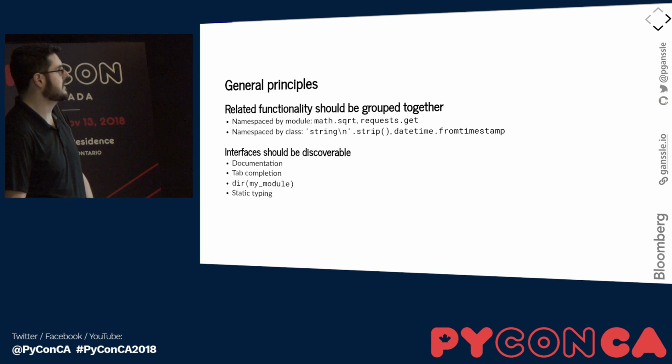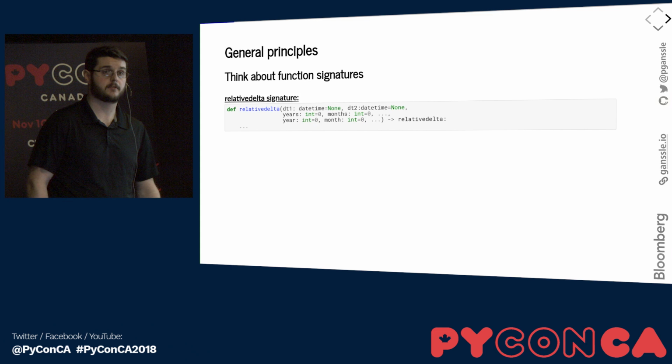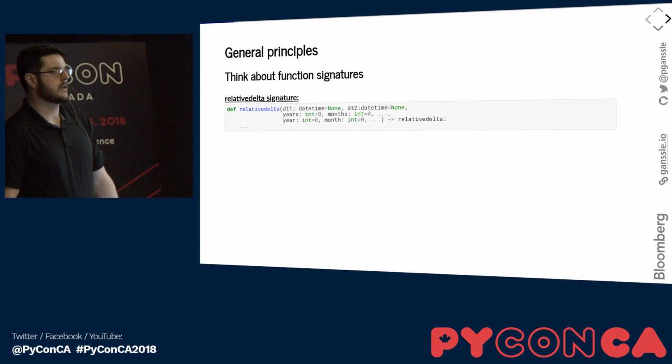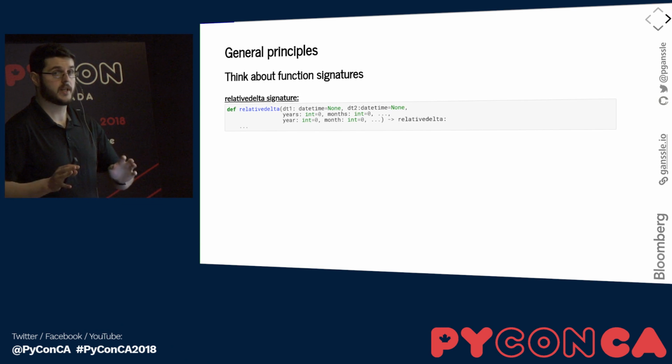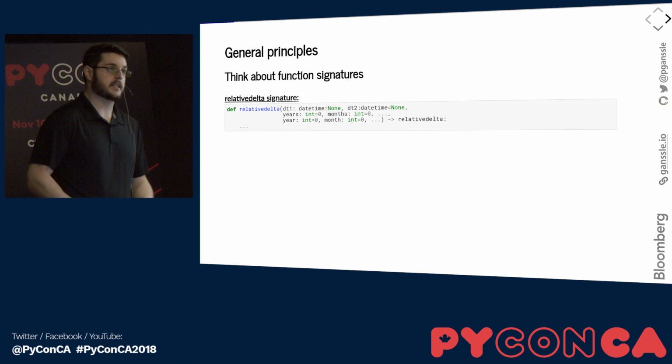So this leads to a related general principle, which is that you should think about function signatures. Maybe you're not using type checking or whatever, but if you write out the function signature with types and it's starting to get really complicated, that's probably a sign that your interface is complicated.